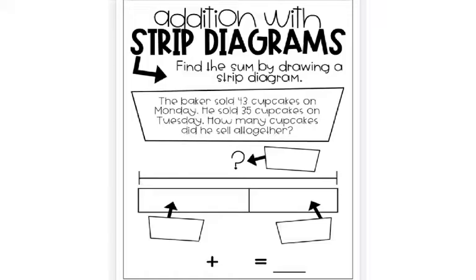The baker sold 43 cupcakes on Monday. He sold 35 cupcakes on Tuesday. How many cupcakes did he sell all together? So we're going to go ahead and fill out our strip diagram with our numbers, and we're going to label what the numbers represent. So we know that on Monday, the baker sold 43 cupcakes. He sold 35 cupcakes on Tuesday. And we are trying to figure out how many cupcakes did they sell all together.